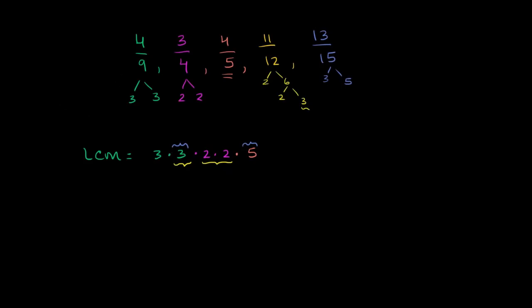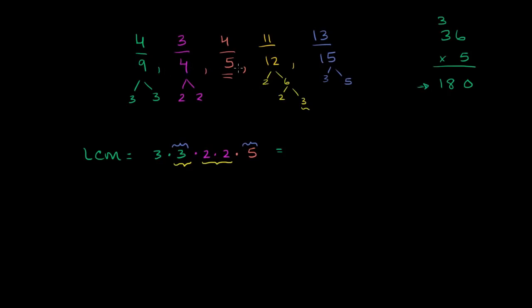And so this is going to be equal to 3 times 3 is 9. 9 times 2 is 18. 18 times 2 is 36. 36 times 5. You could do that in your head if you're like, but I'll do it on the side just in case. 36 times 5, just so that we don't mess up. 6 times 5 is 30. 3 times 5 is 15, plus 3 is 18, so 180. So our least common multiple is 180.